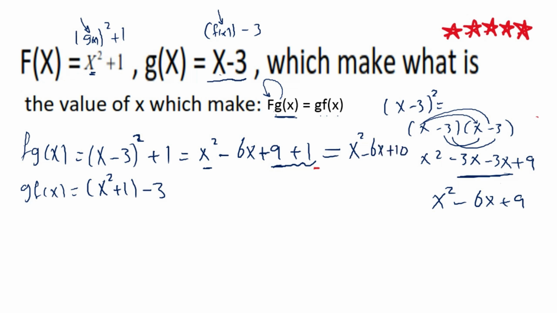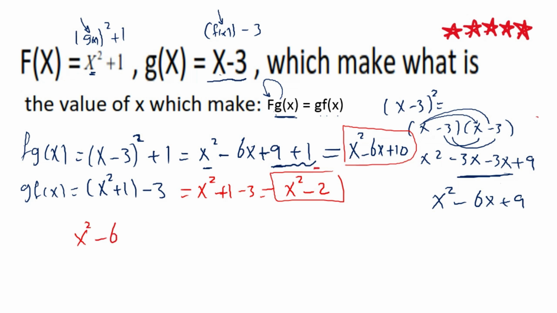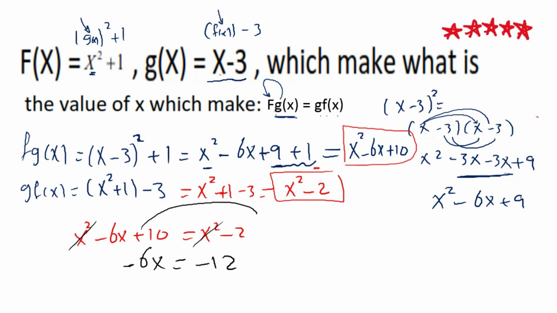And for the second one, it's x squared plus 1 minus 3, which is x squared minus 2. Now, these two terms are equal. So x squared minus 6x plus 10 is equal to x squared minus 2. Positive with positive when it moves to the other side. So negative 6x is equal to negative 2 minus 10, which is negative 12. Divide both by negative 6. So x is equal to 2. So the only value which makes f g of x equal g f of x is 2.